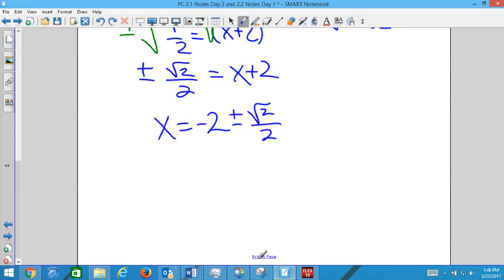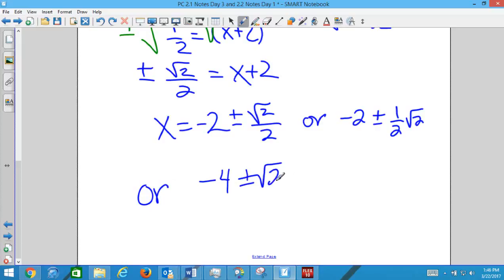There are different ways you might see this one written. So it might look like -2 plus or minus 1/2 square root 2. Those are the same, because if you divide by a number, you can also multiply by its reciprocal. You might see it written with a common denominator of 2, which would make that -4 plus or minus square root of 2 over 2, like the whole thing looks. So you might see it written that way also. Okay? Questions?